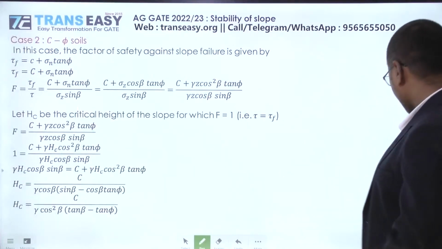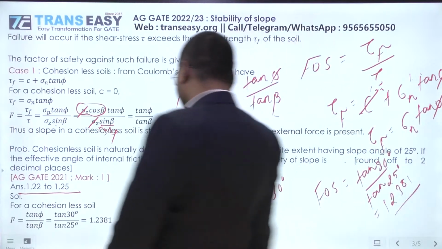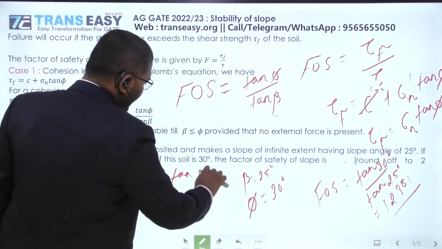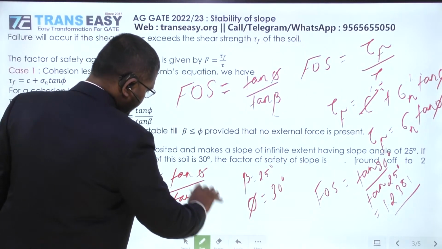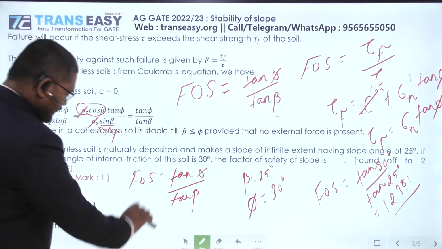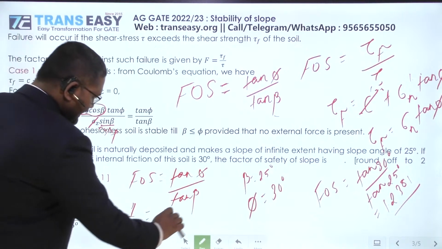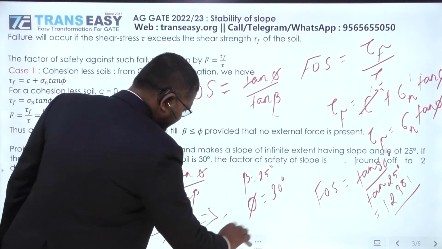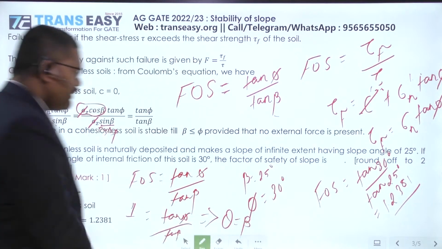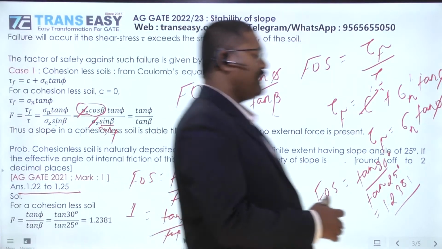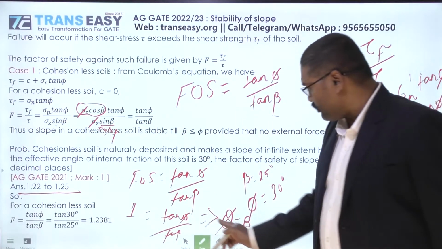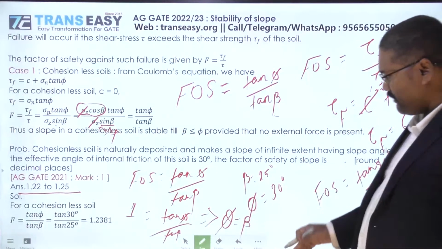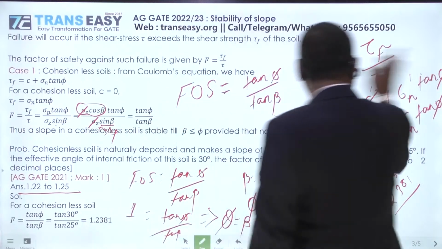Second case. In this case, guys, the factor of safety is tan phi upon tan beta. If you take factor of safety equal to 1, we'll see phi is equal to beta. Phi becomes equal to beta. If the value of beta increases even slightly over phi, it will fail. This is the extreme condition.